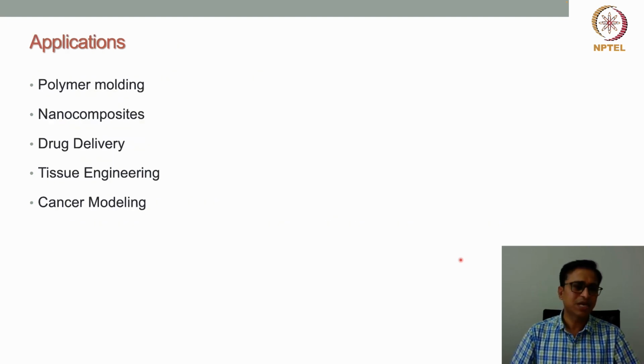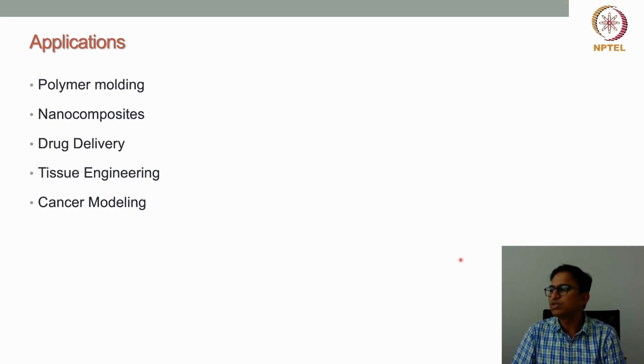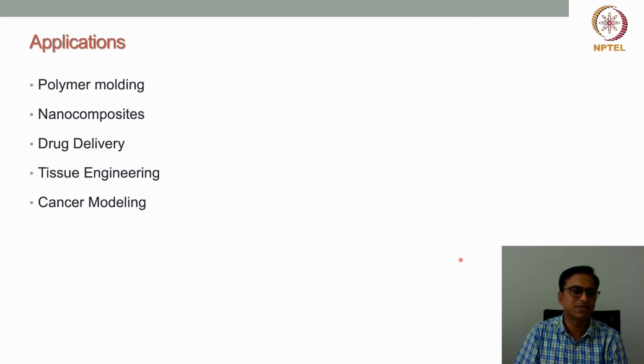Let's come to the applications of this technology. There are various applications, and nowadays inkjet printing is widely used for all of them, like polymer molding, where we use polymer either for molding applications, making 3D structures, or making 2D patterning. All these different applications can be there.